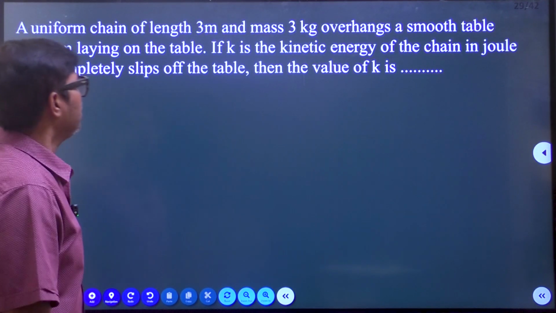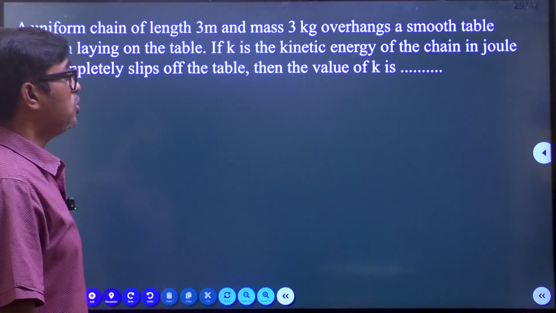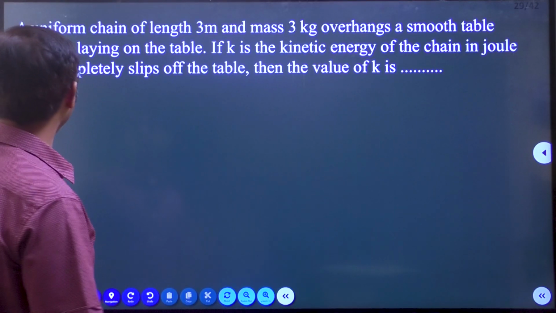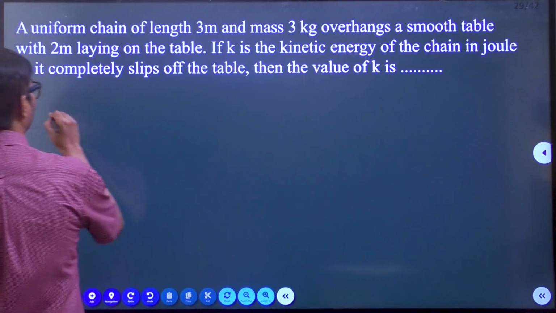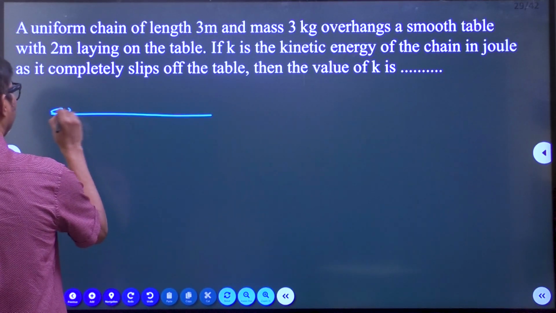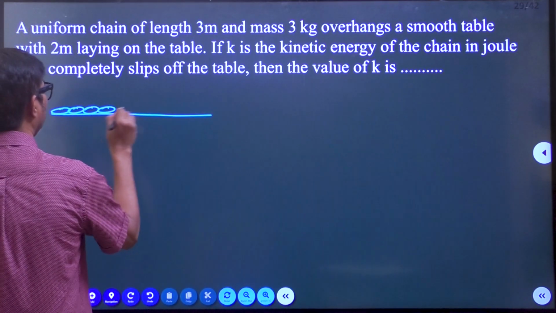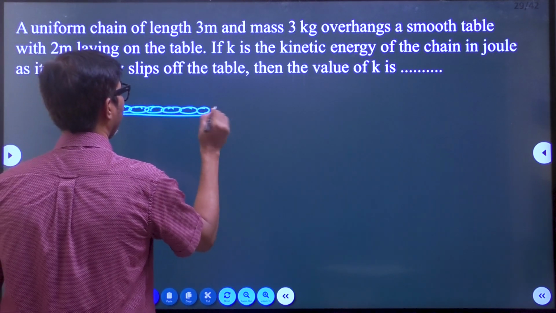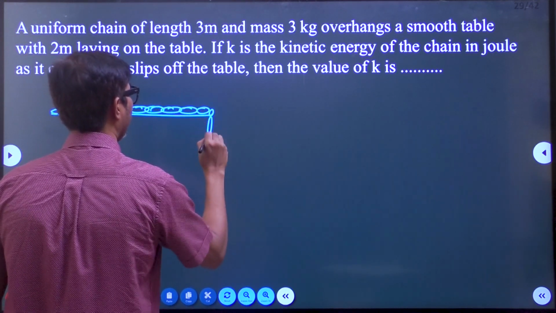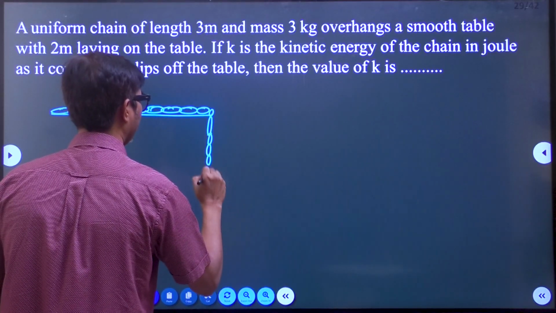Next, a uniform chain of length 3 meters and mass 3 kg overhangs on a smooth table with 2 meters lying on the table. Okay, so 2 meter chain is on the table. And then remaining 1 meter is hanging.